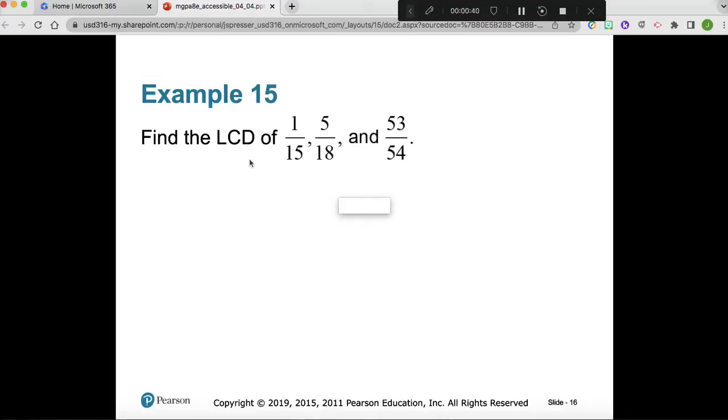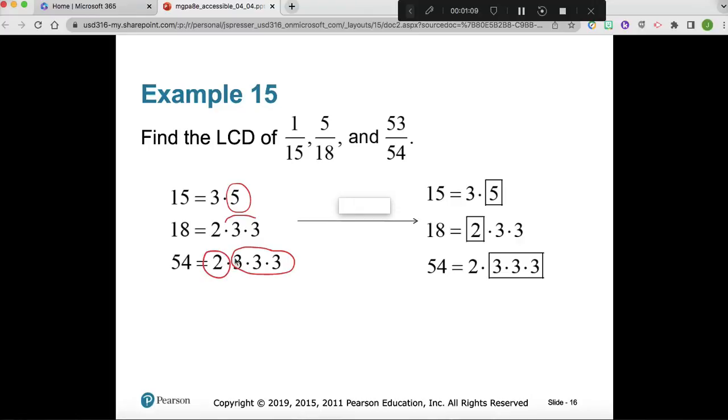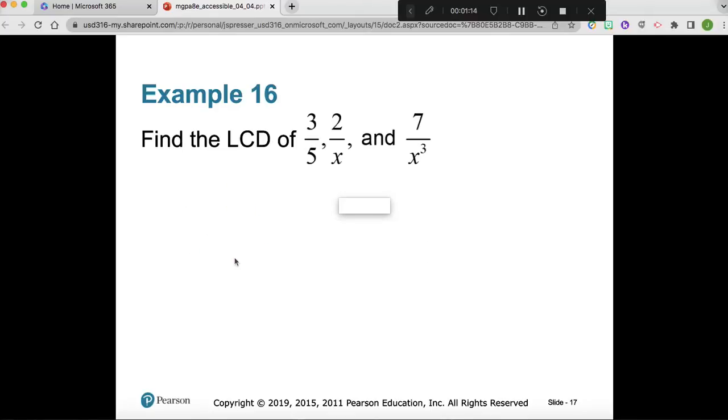So what is the least common denominator for 15, 18, and 54? To do that, they list all of their factors. 15 is 5 and 3, 18 is 2, 3, 3, and 54 is 2, 3, 3, 3. So if we were to use their way to do this, we would take 5 times 3 three times, because that has the most 3's, times 2. And if you did that, you would end up with 270.